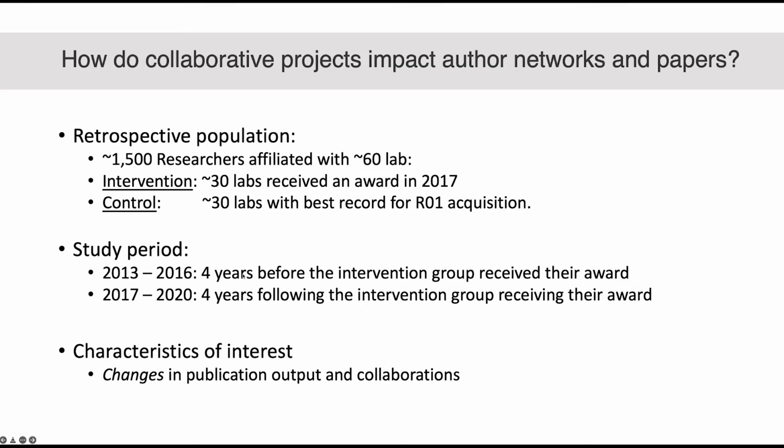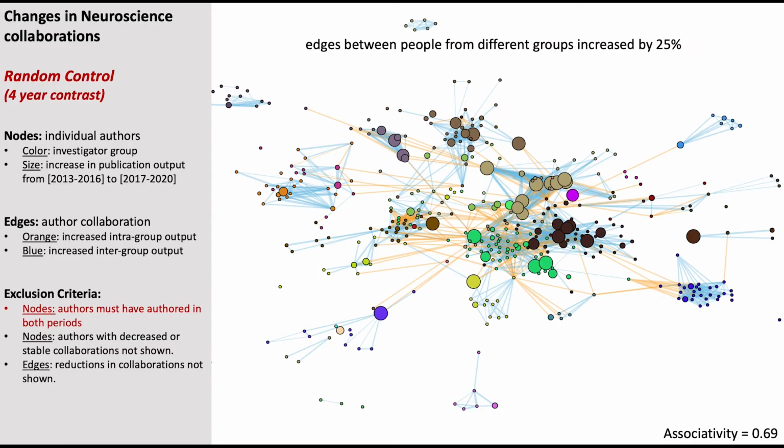Let's look at them 4 years before the first group received their grant to help them collaborate, and compare that to 4 years after, because we want to see what that grant that was supposed to increase collaborations did when we compare the two groups. So we're going to look at the change in publication output and collaborations for the intervention and the control group. We generated a plot like what you see here on the right-hand side that illustrates how that collaborative structure changed between the scientists. This is a plot from the random control group.